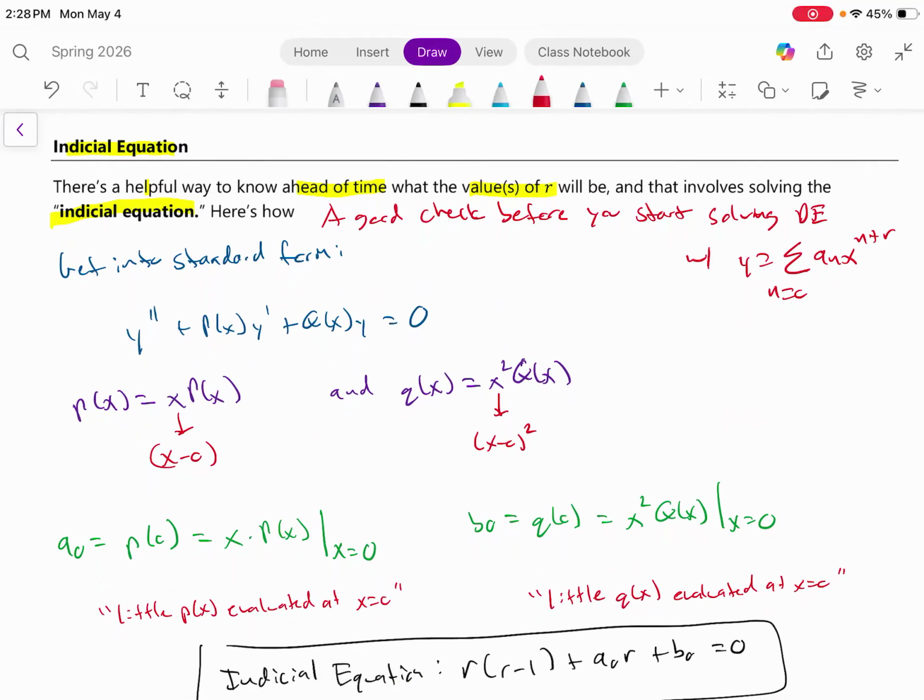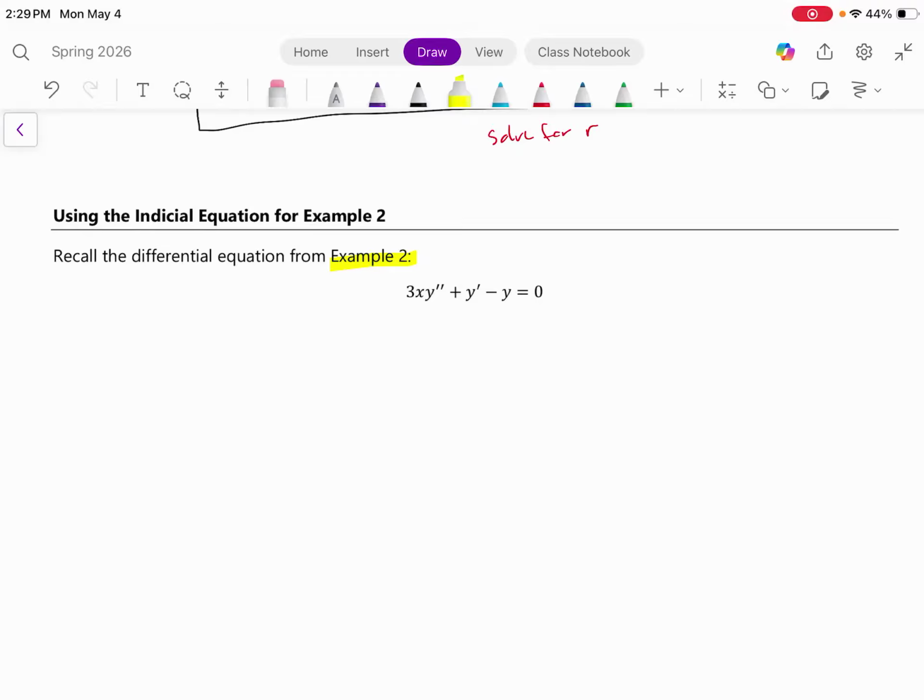We solved example two previously without using this indicial equation. Same differential equation from example two: 3xy double prime plus y prime minus y equals 0. Let's use the indicial equation to verify the roots. We know what the roots are because we did the problem already, so let's see how this works out. We want to get into standard form.